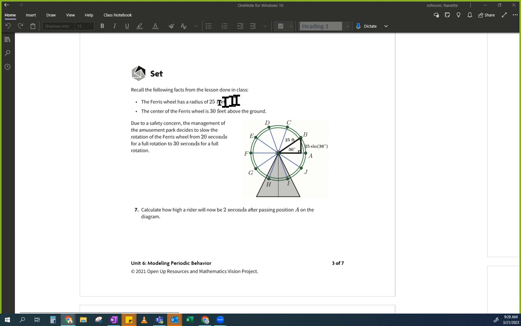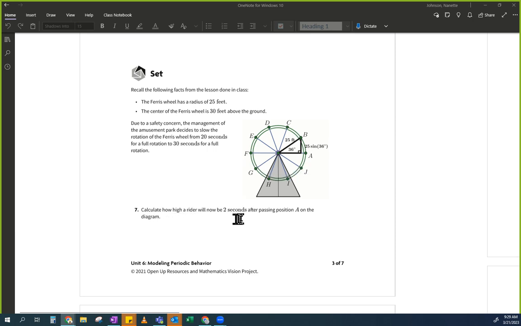Okay, so it says, recall the following facts from the lesson done in class. The Ferris wheel has a radius of 25 feet. Check. There it is right there. The center of the Ferris wheel is 30 feet above ground. Due to safety concern, the management of the amusement park decides to slow the rotation of the Ferris wheel from 20 seconds for a full rotation to 30 seconds for a full rotation. So now it's going to take 30 seconds to go all the way around.